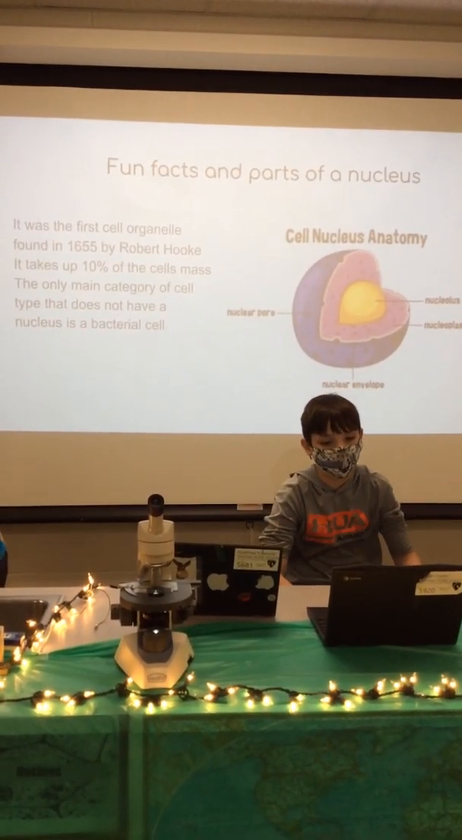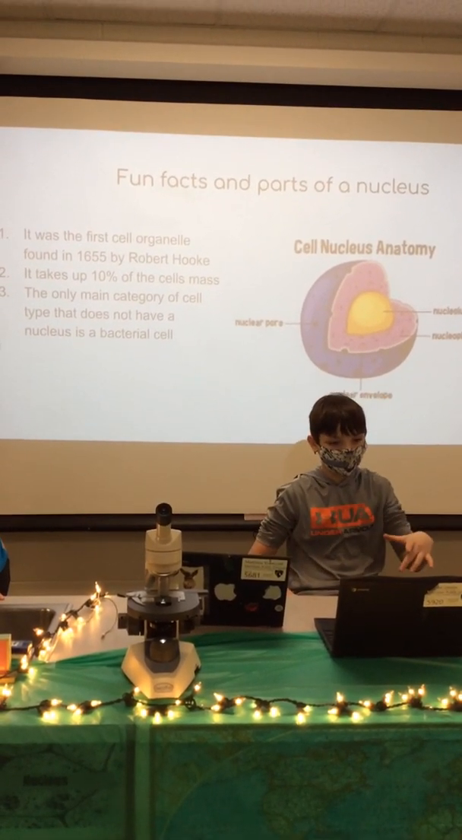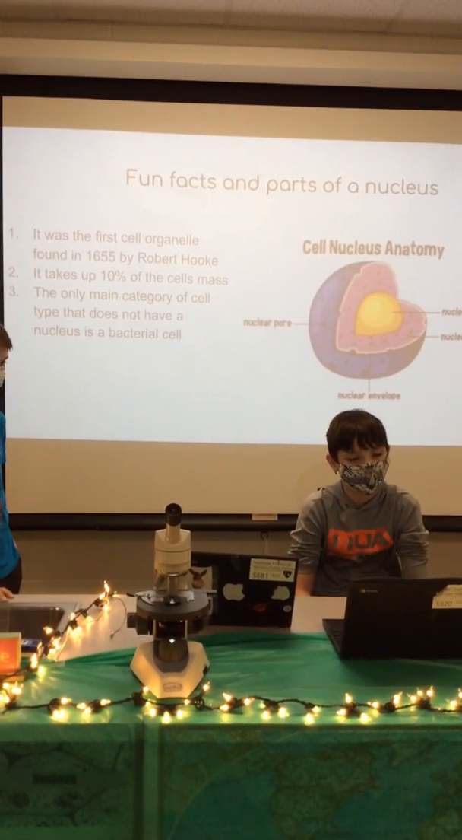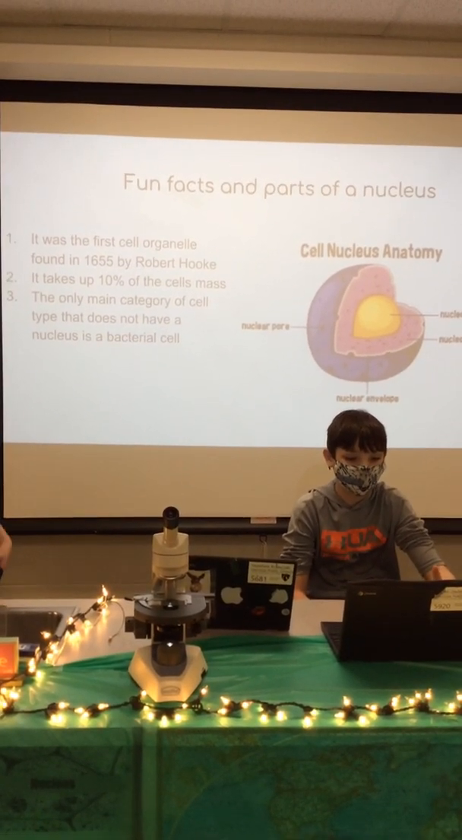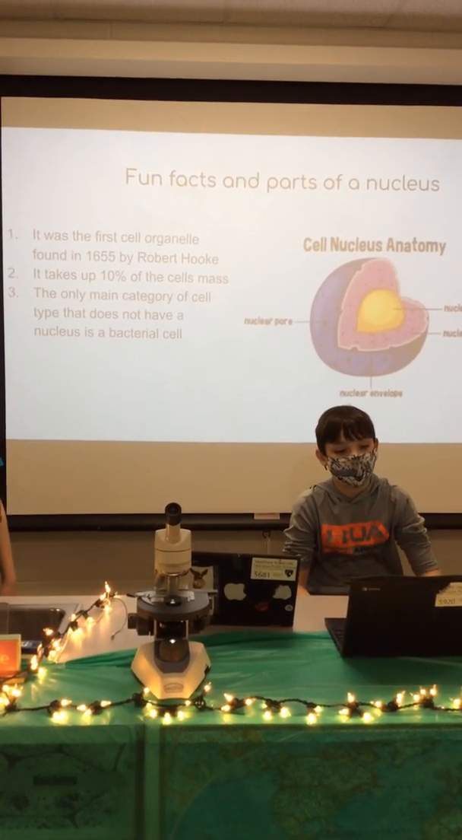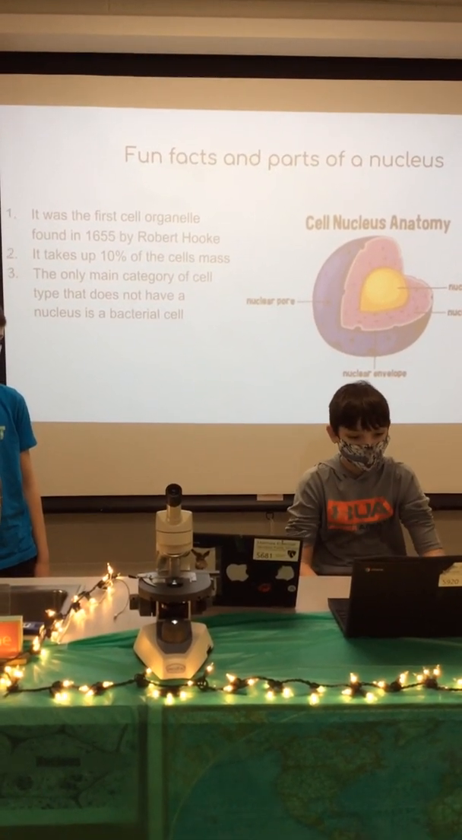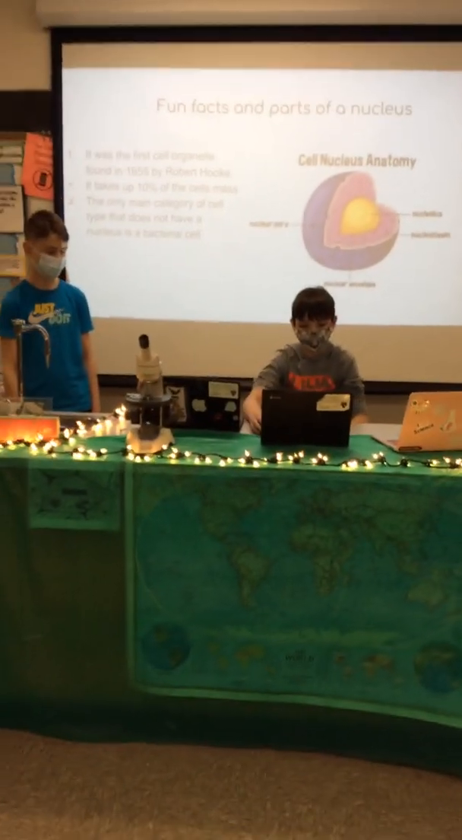Fun facts and parts of the nucleus. It was the first cell organelle found, in 1655 by Robert Hooke. Second, it takes up 10% of the cell's mass. The main category of the cell types that does not have a nucleus is the bacterial cell.